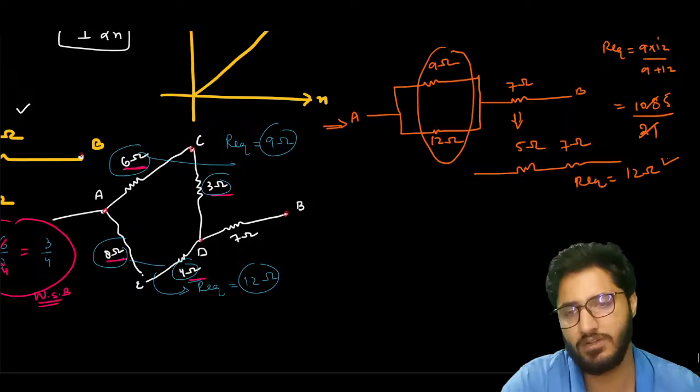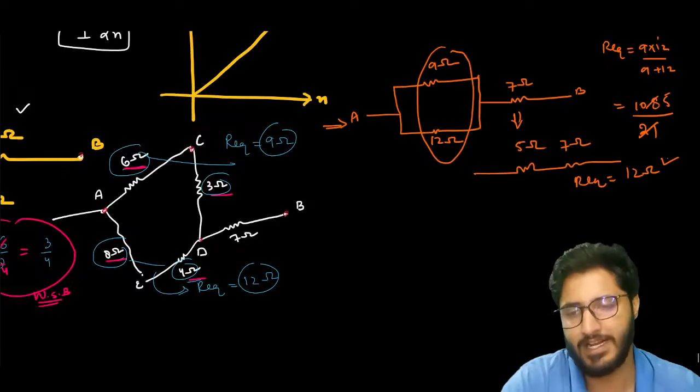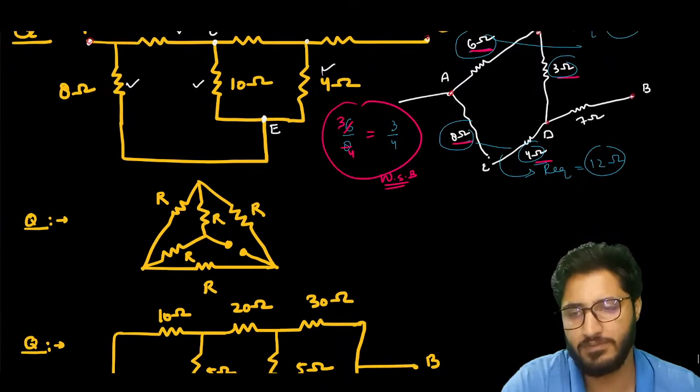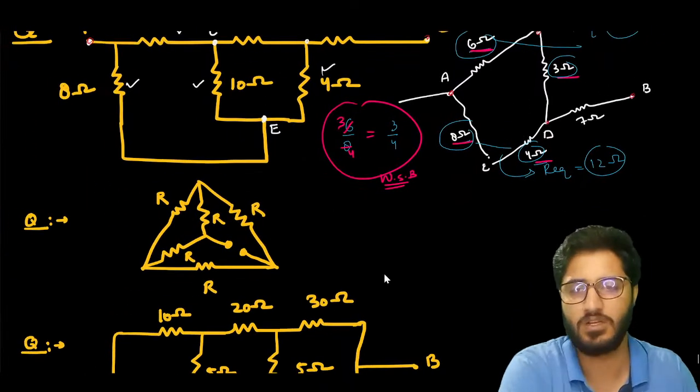Okay. This one is easy now. Moving towards the second numerical. This is my second numerical. Look, you can see here, no? Look, beta.